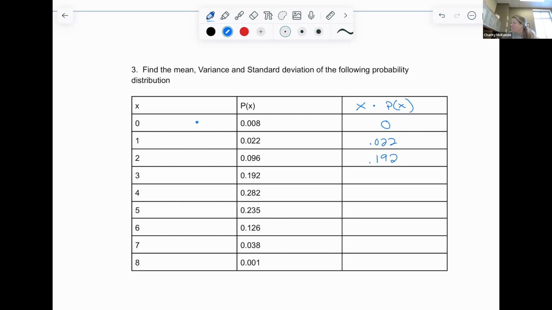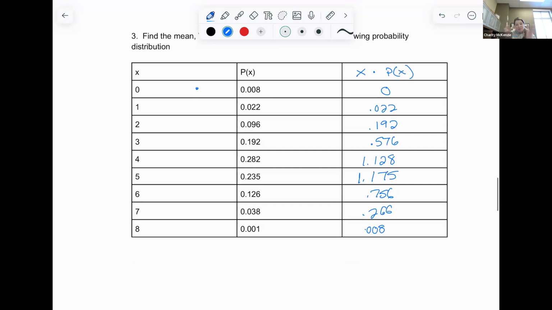0.192 is 0.576. I'm just looking at my notes. So 4 times this one is 1.128. And let's see, 5 times 0.235 is 1.175. And then 0.756, 0.266, 0.08. Oops, 0.008. There we go.